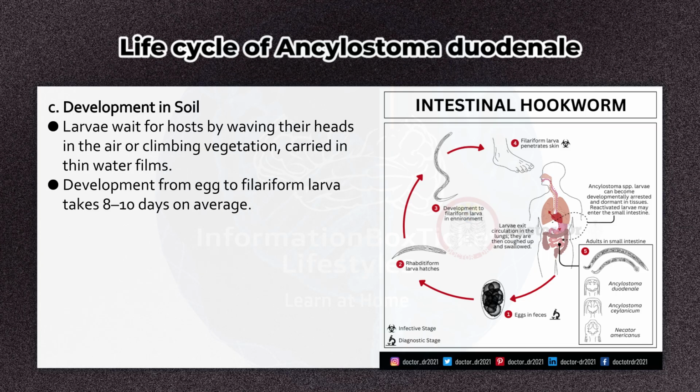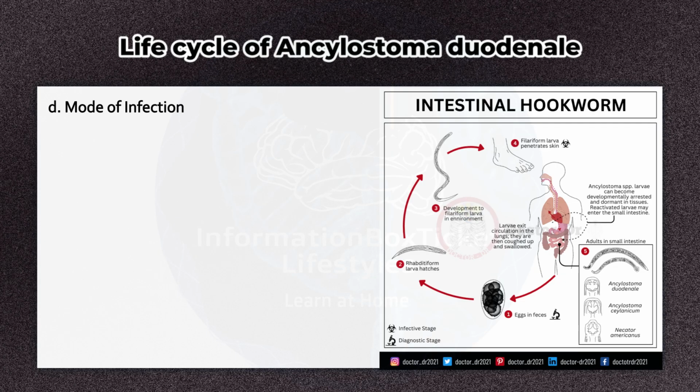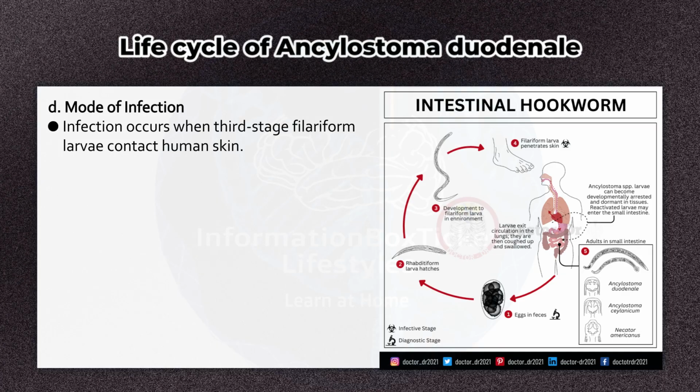Development from egg to filariform larva takes 8 to 10 days on average. Direct sunlight, drying, or salt water can kill the larvae. D. Mode of infection. Infection occurs when third-stage filariform larvae contact human skin.